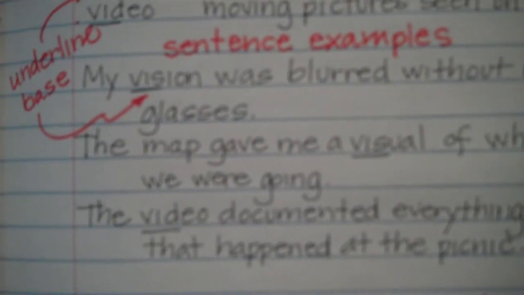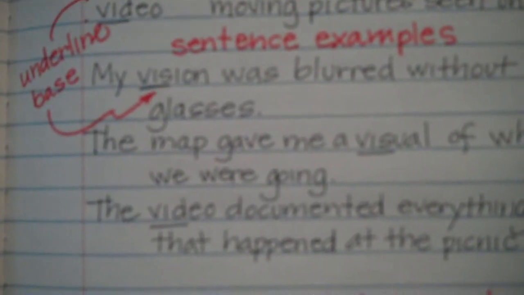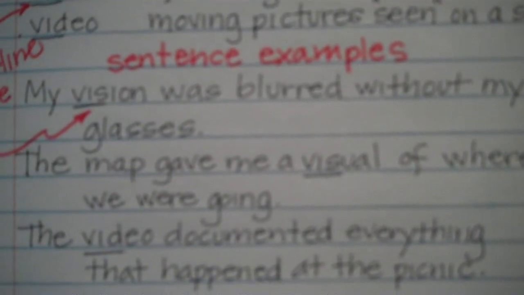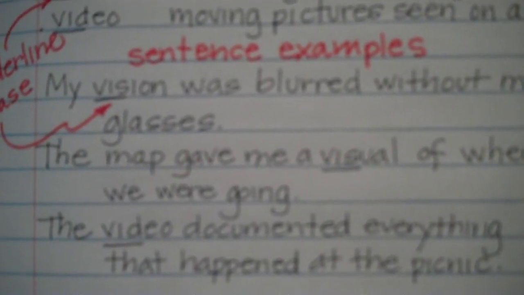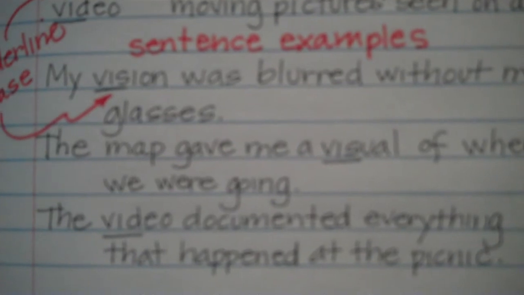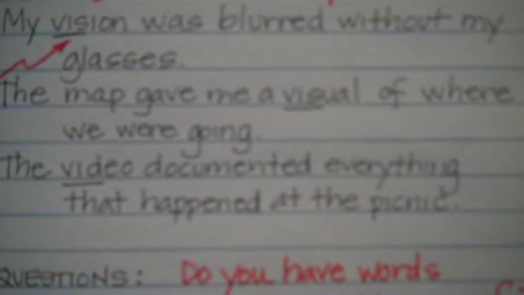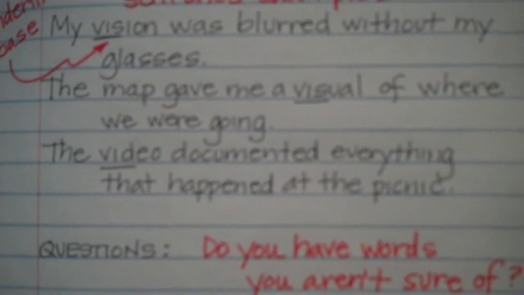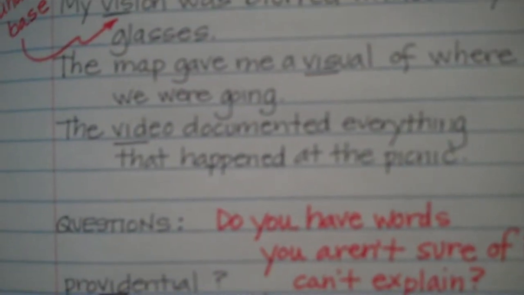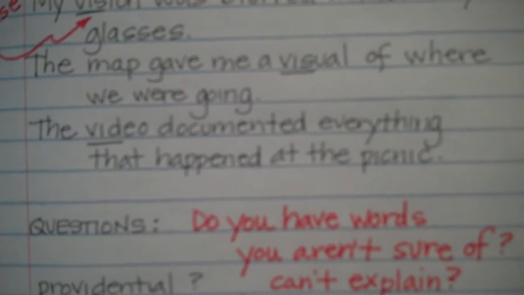I gave you 3 examples today. My vision was blurred without my glasses. Notice how I underlined the vis in vision. The map gave me a visual of where we were going. Again, I underlined the root in visual. The video documented everything that happened at the picnic.